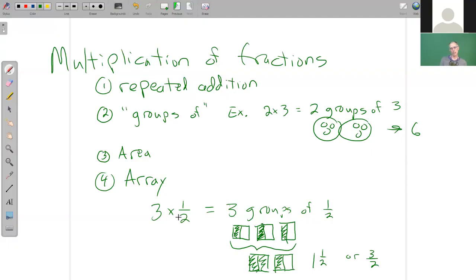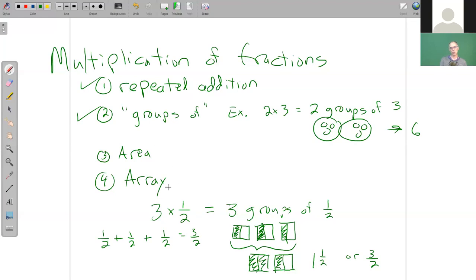Repeated addition idea is similar. This would be 3 halves added. So that would be 1/2 plus 1/2 plus 1/2. And we know how to add fractions. These have a common denominator. 1 plus 1 plus 1 is 3. The denominator is 2. So the repeated addition works pretty good there. The groups of works pretty good there.